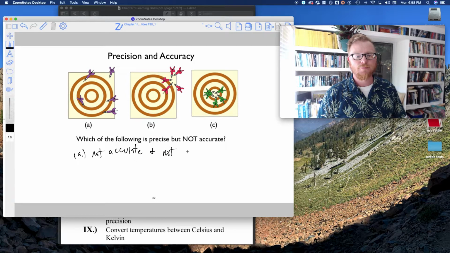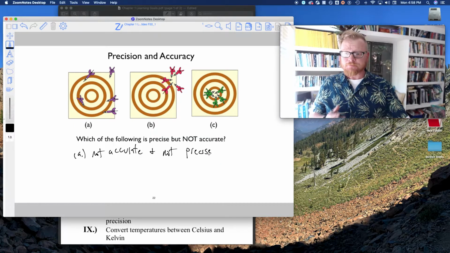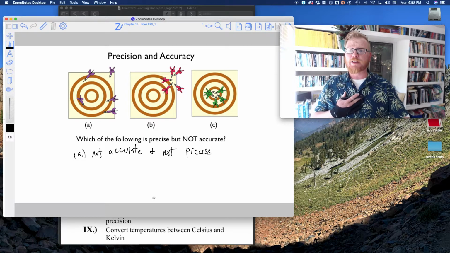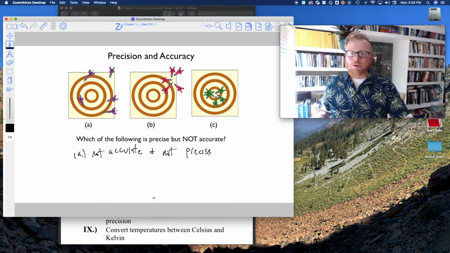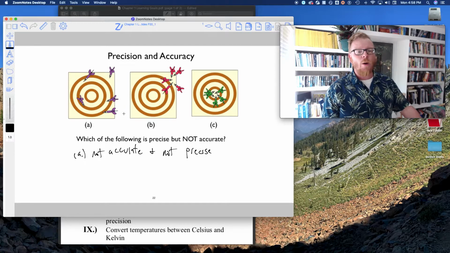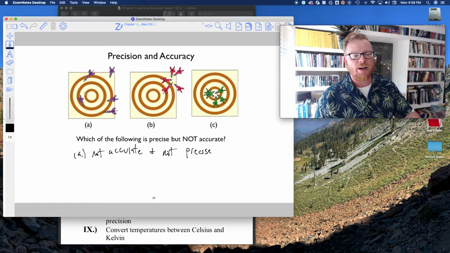And it's not precise. Excuse me, I've got either a frog in my throat or recording 3 lectures in a row might be too much. We'll see. So, it's not precise because these arrows are all over the place, right? If we try to average this result, the uncertainty would be large.